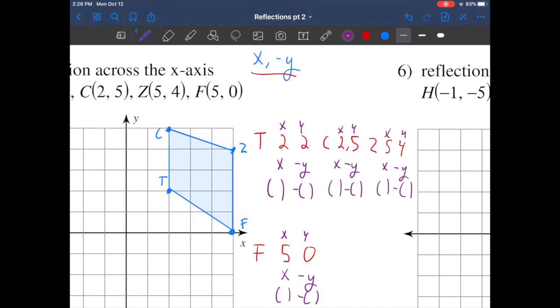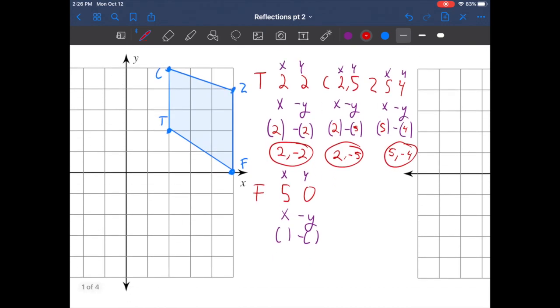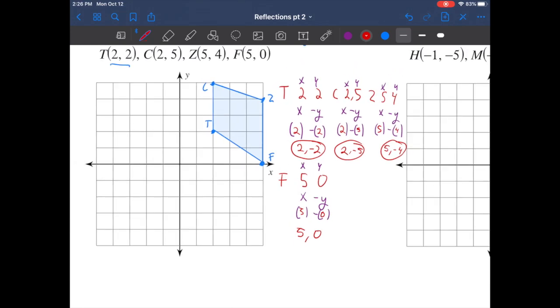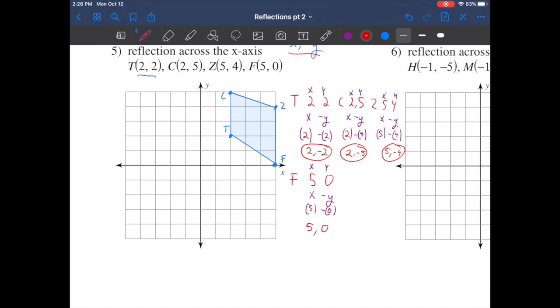All right, let's plug in our numbers. We now have, do this in red, 2 and 2, which makes that 2, negative 2. We have 2 and 5, which makes that 2 and negative 5. We have 5 and 4. 5 and 0. 0 can't be negative, so that just stays the same. Now we just got to plug in our numbers for our reflection across the X.